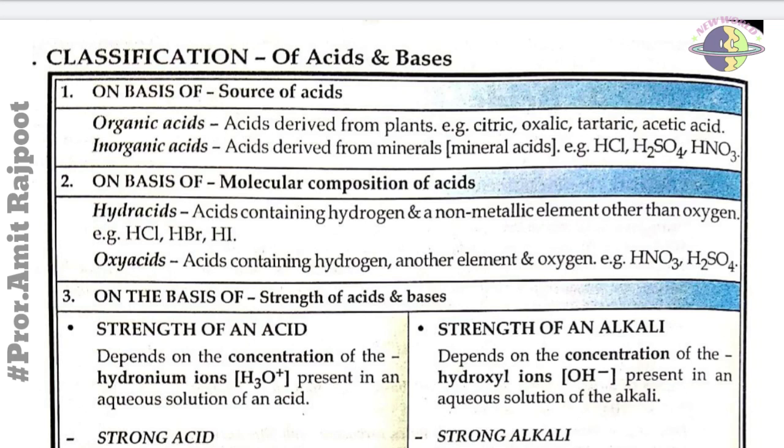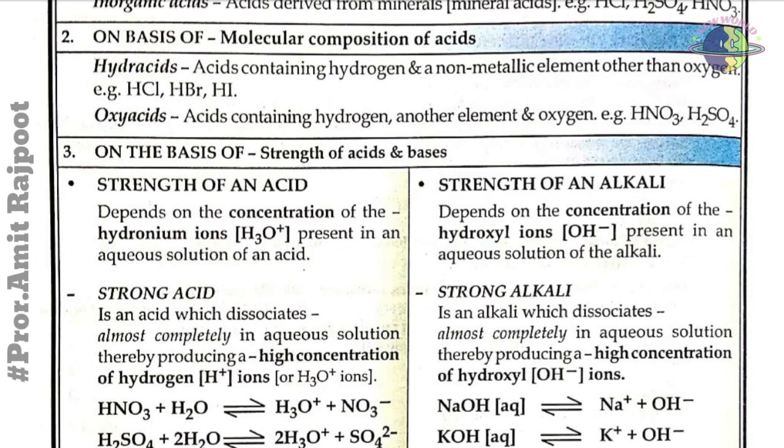On the basis of molecular composition, acids are of two types: hydracids and oxyacids. Hydracids are HCl, HBr and HI, where there is a composition of hydrogen and a non-metallic element other than oxygen. But in oxyacids, there is a composition of hydrogen, another element, and oxygen also. For example, HNO3, H2SO4. Now, on the basis of strength of acids and bases.